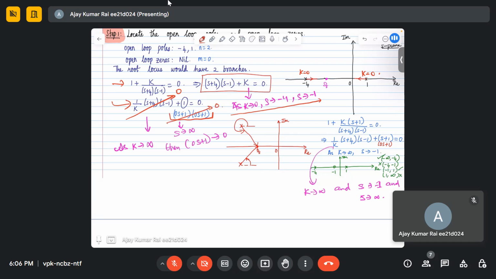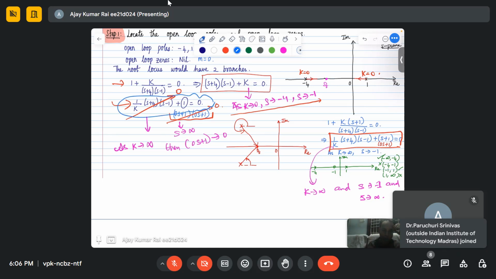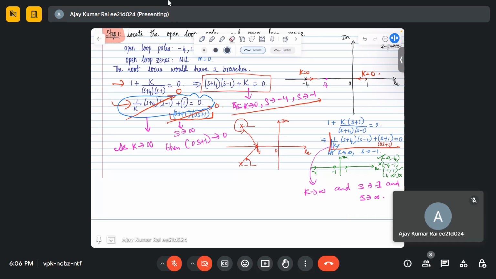This is just a manipulation, so it can be much more appreciated when you look at this equation. In the original equation we don't have any open loop zero. But if you see here, let me highlight this, this equation has one zero: (1/k)(s + 4)(s − 1) + (s + 1). So s + 1 is one zero. So this equation becomes 0 when k tends to infinity and s tends to −1. So this is one condition.